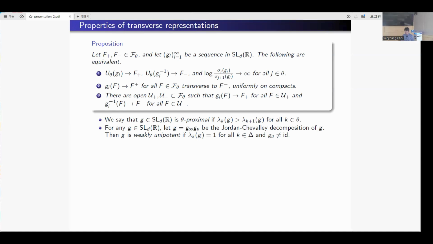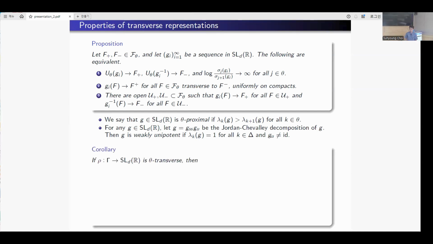Okay. All right. So here's a corollary of the proposition, what you can say about these data transverse groups. The first thing you can say is that if you take any infinite sequence gamma_i in gamma, so I start with a data transverse representation rho, and I look at the logarithm of the ratio of singular values of rho(gamma_i), that has to go to infinity. And that's because I'm using the fact that condition 3 implies condition 1.